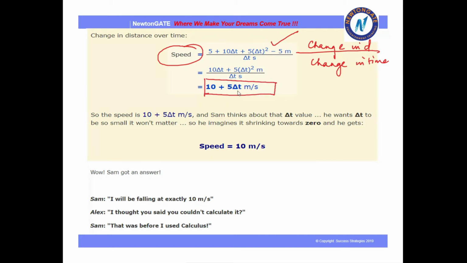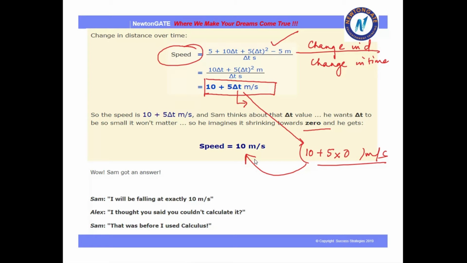Now if you remember, delta t was a very small value, something which was shrinking towards 0. That means a value of time which will not cause much difference in the whole situation. In this case, since it is shrinking towards 0, we can take 10 plus 5 delta t as 10 plus 0, which gives us the result 10 meters per second. So yes, we are getting an actual answer, which is 10 meters per second. This is how calculus helps us.